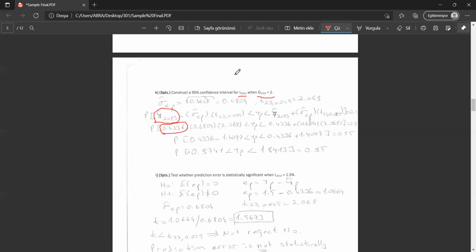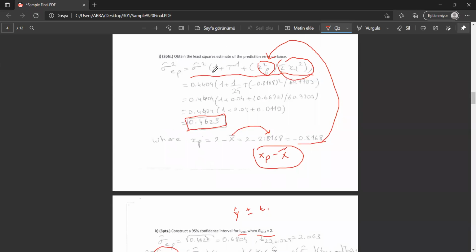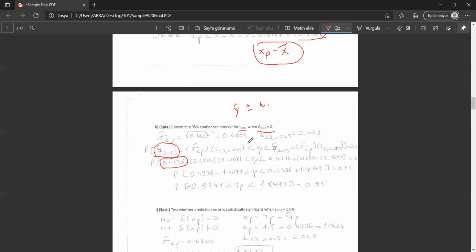And then, what are we doing? The estimated value plus and minus the t value times the standard error, right? Now the standard error here is the predicted standard error, okay? Here we have found the prediction error variance. So if you take the square root of it, you will find the prediction standard deviation, right? Here it is found as 0.68.